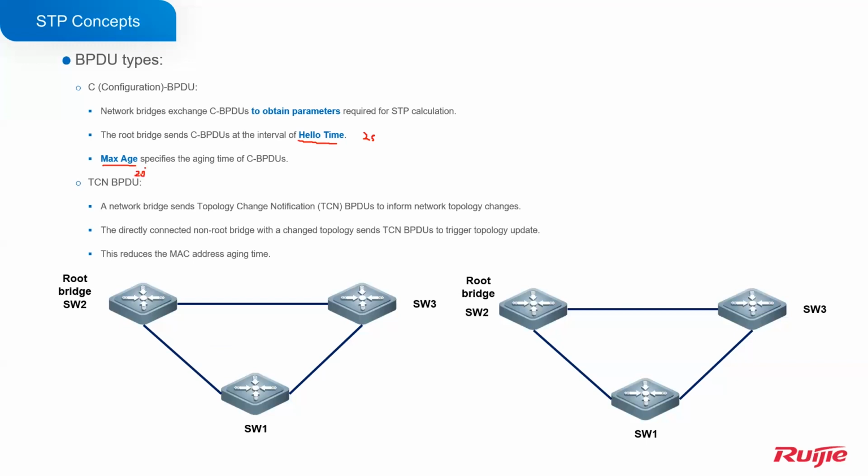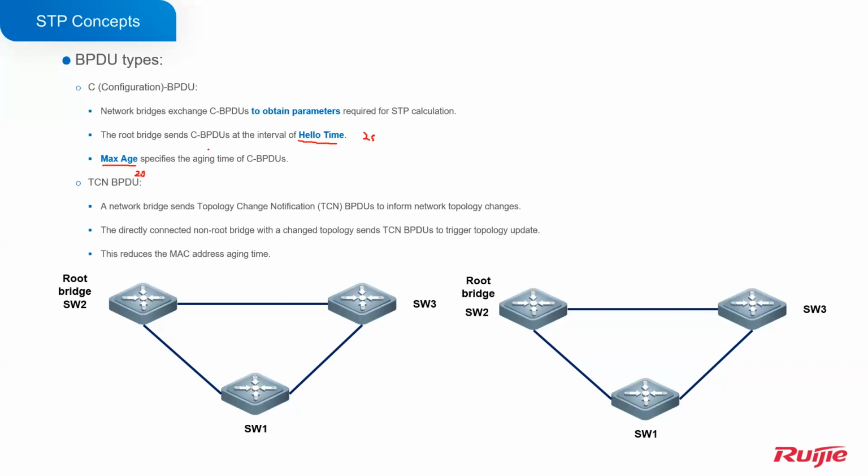Except the CBPDU, next is the TCN BPDU. TCN stands for Topology Change Notification. From the name, we can know that it's triggered only when the topology changes. A network bridge sends TCN BPDU to inform network topology changes. The directly connected non-root bridge with a changed topology sends TCN BPDU to trigger topology updates. In this way, it can reduce the MAC address aging time.